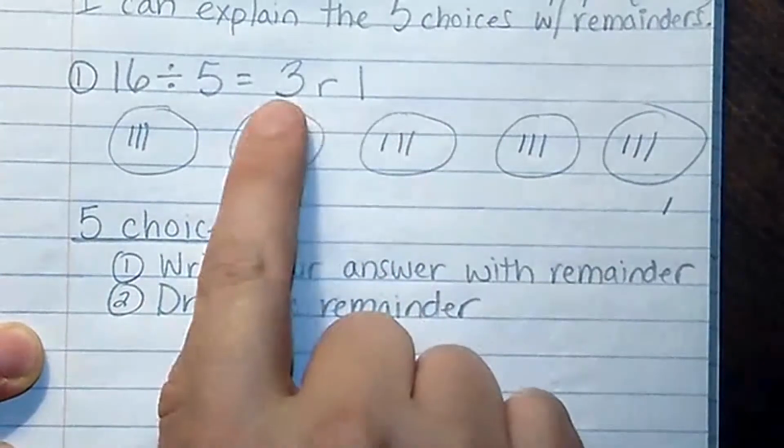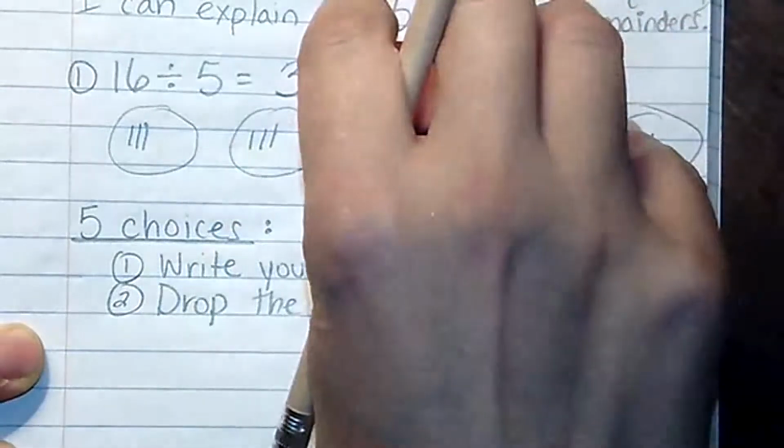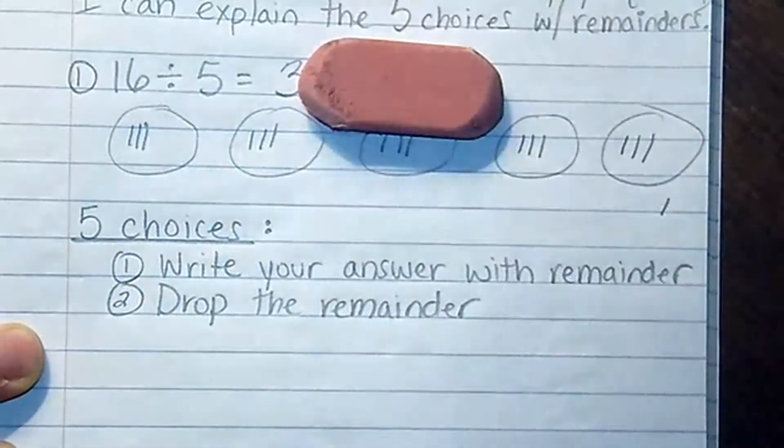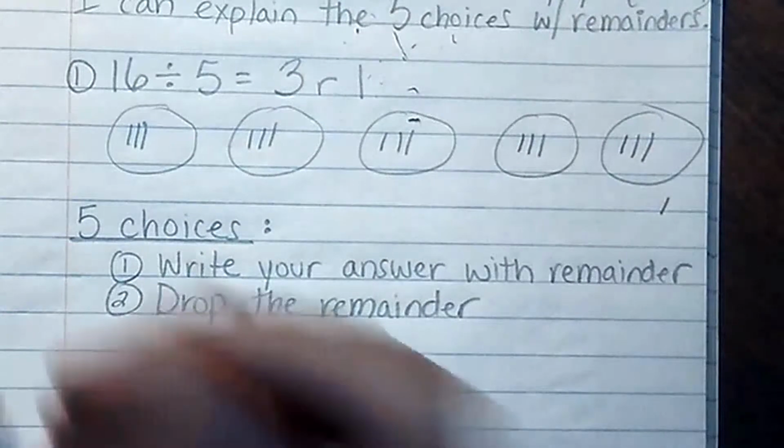If I look at my answer, it said 3, remainder 1. If I drop off the remainder, what answer am I giving? Just 3. This would be an example of when we needed to do that.